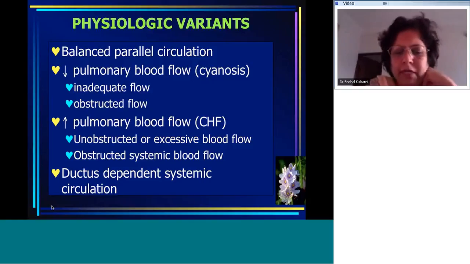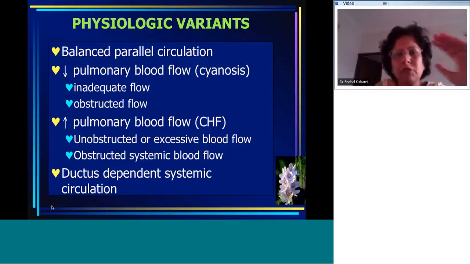If you have obstructed systemic blood flow, suppose you have a very restrictive ASD or a PFO, you have to immediately open it by any means to maintain the systemic blood flow. And if you have a ductus dependent systemic circulation, you will have to keep the ductus open. So these physiological variants have to be taken into account for decision making.